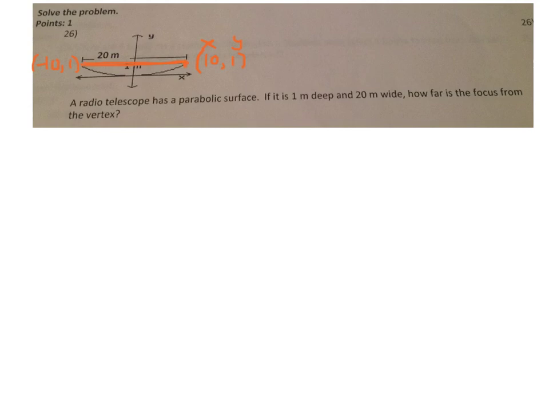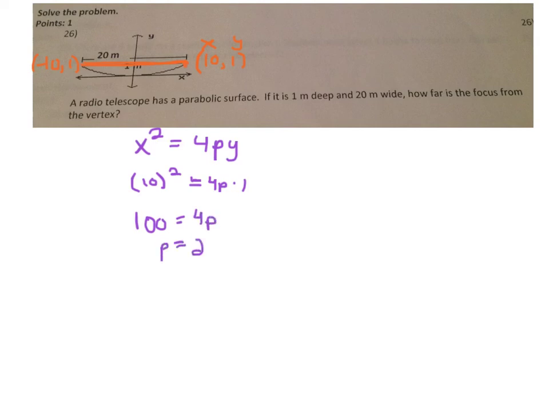Speaking of standard form, this is a parabola opening up, so the standard form is x squared equals 4py. We plug in one of our points, so 10 squared equals 4p times 1. So that's 100 equals 4p. So p equals 25. And that's what they wanted in the problem, was how far is the focus from the vertex, which is the same thing as just what p is.